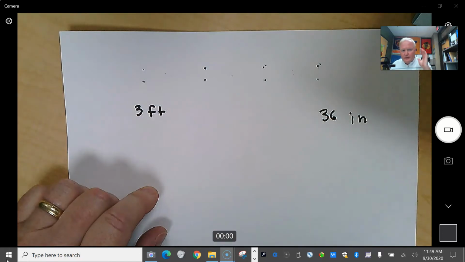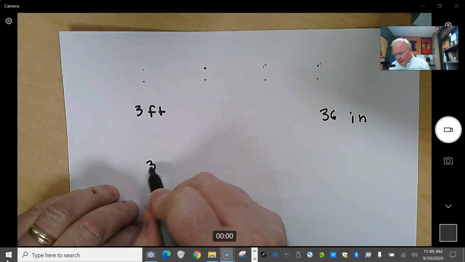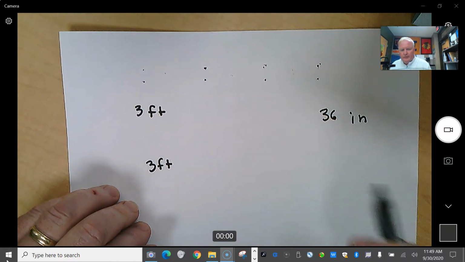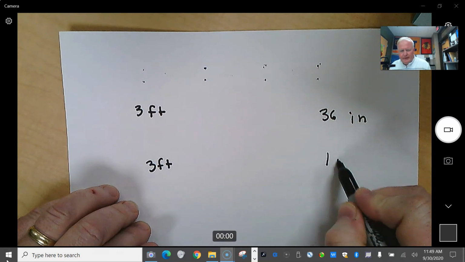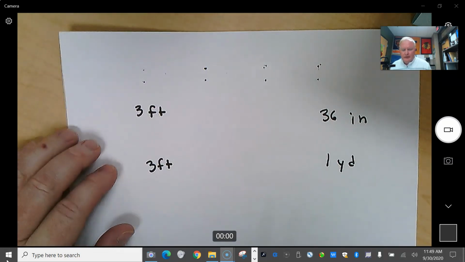You'd know it. You'd know you were right, but you wouldn't know exactly how to tell me how to do it. And then if I had told you, if you had 3 feet, how many yards would you have? And most of the people who follow football would go, well, I know that's 1 yard. Mr. Block, I know that. Okay. So let's think this through.